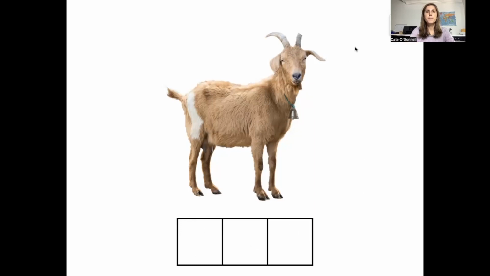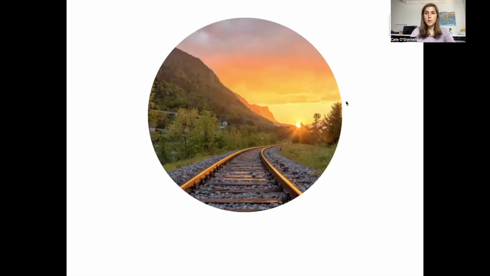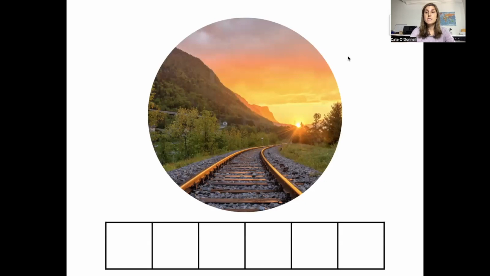Our next word is railroad. Railroad. How many sounds do you hear in the word railroad? There are 6 sounds in the word railroad. What's the first sound you hear? What letter makes the sound? The letter R. What's the next sound in railroad? A. A is made by the vowel team AI. What's the next sound we hear?